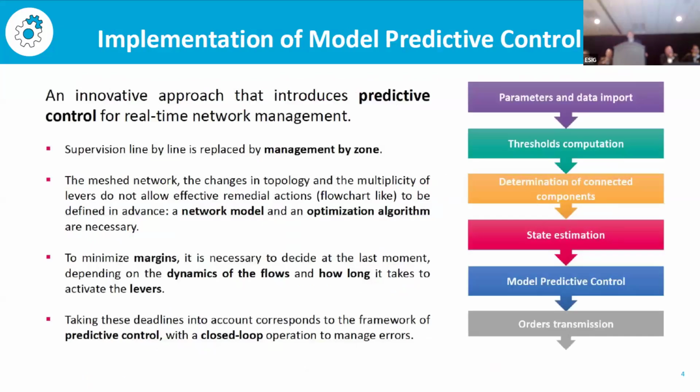In terms of implementation, the logic behind this is what we call model predictive control. You're essentially taking all of the input data that you need, computing thresholds, determining interconnected components, doing a state estimation. And then the model predictive control determines the optimal sequence of actions, taking into account what's available as levers and what the costs are, and then executes the first step of this.